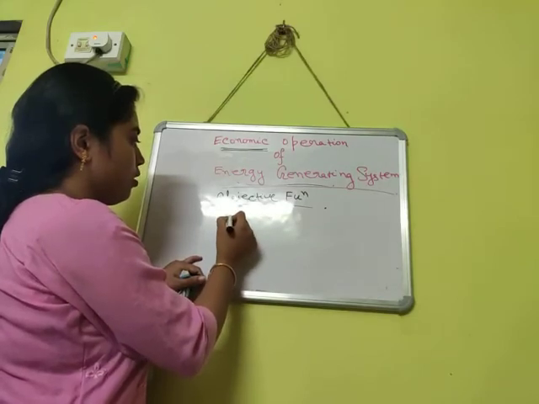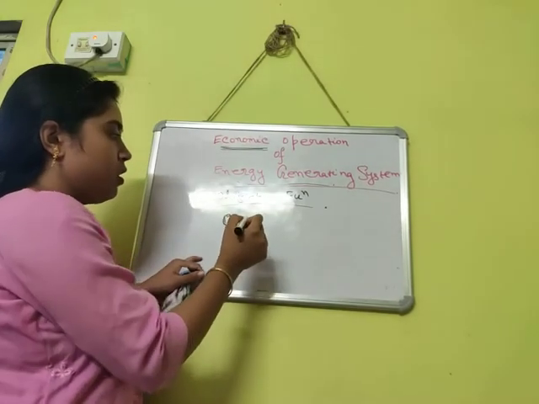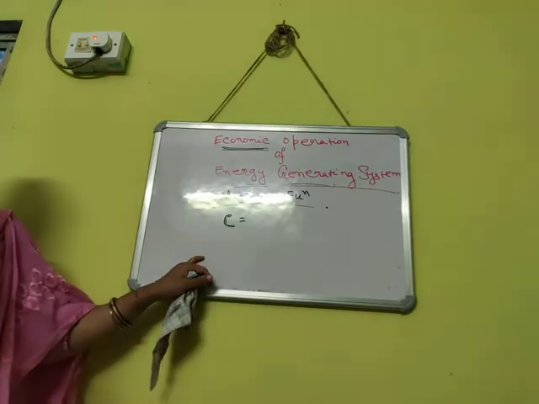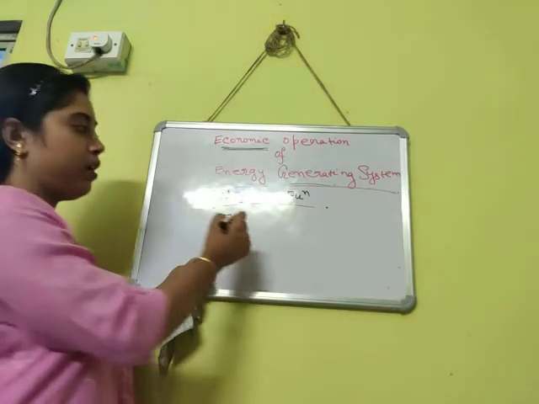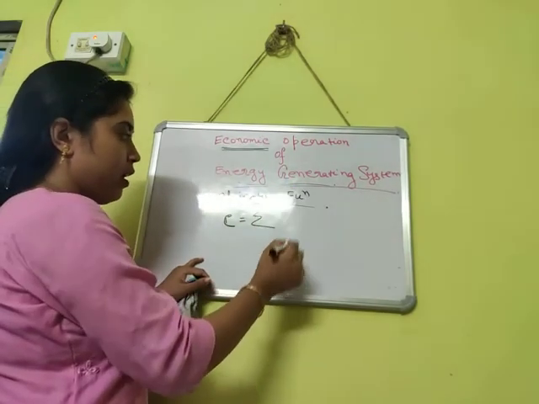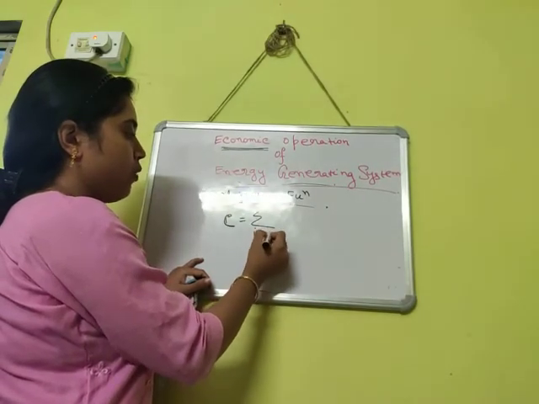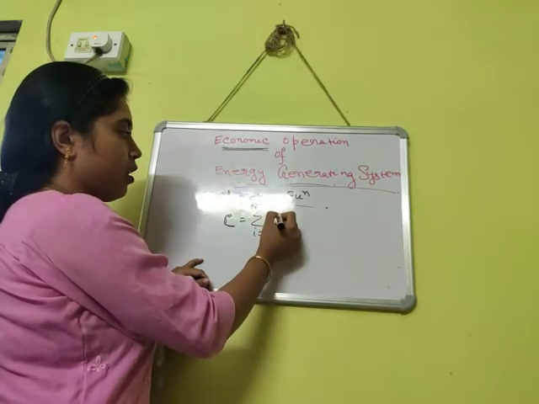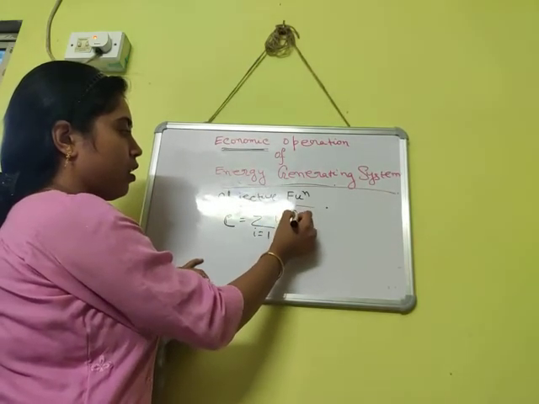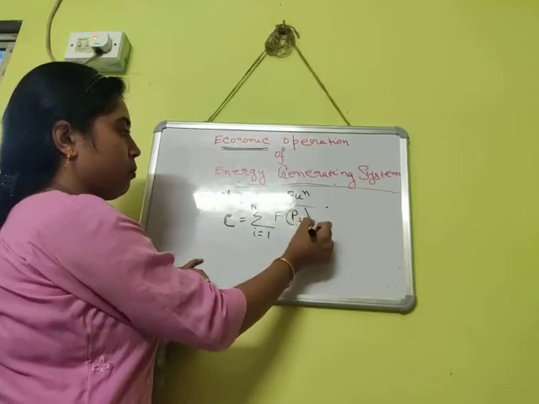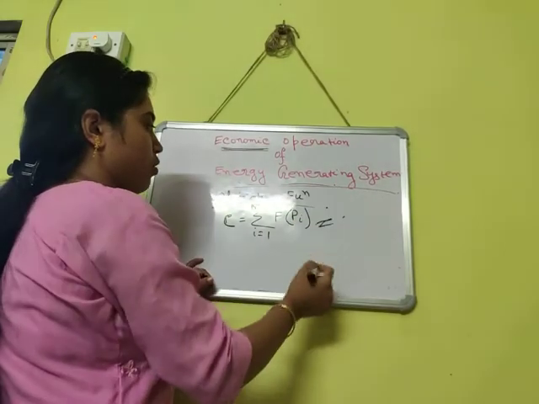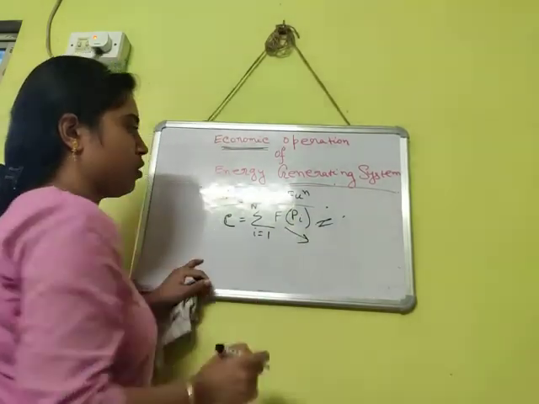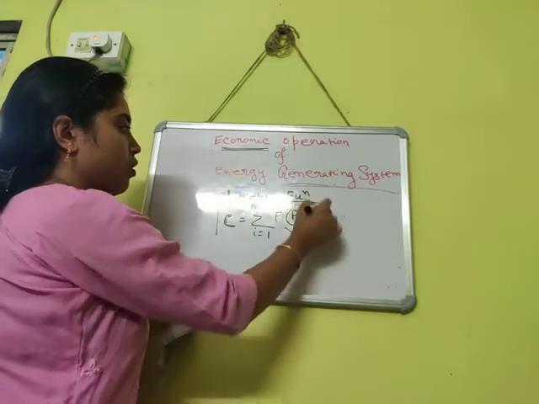cost function C equals, as it is a quadratic function, suppose for n number of generating units, i equals 1 to n, the sum of Fi(Pi). This is our cost function, or our objective function. This one is the objective function.